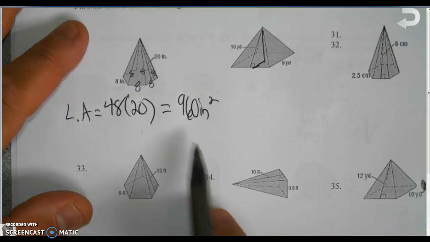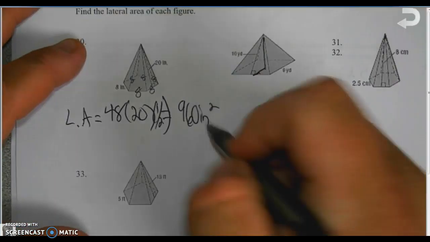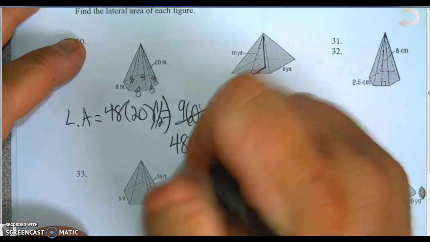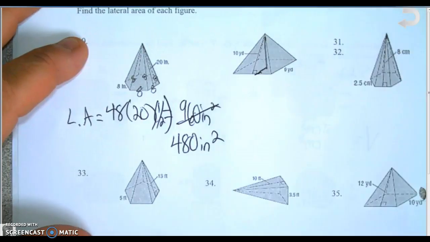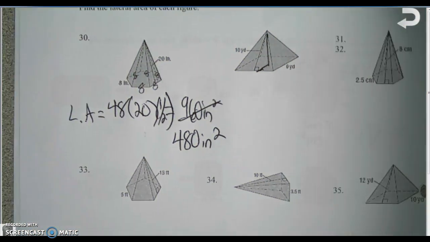Actually, I might have screwed this up. I did screw this up. Over here, now that I think about it, it's supposed to be half, and I forgot to do that. So this is not 960. This is 480. It's supposed to be half. So hopefully you caught that when I did it wrong the first time.